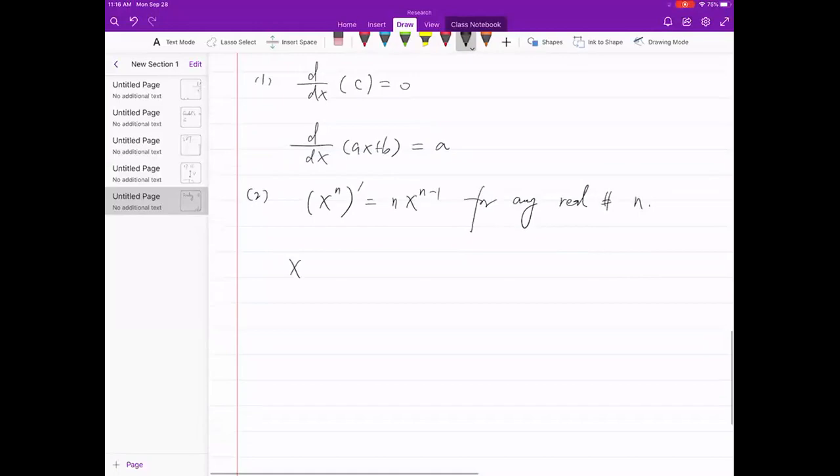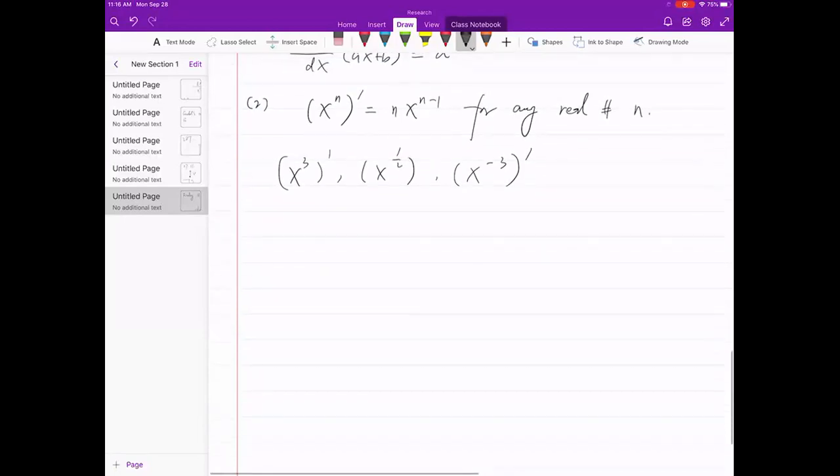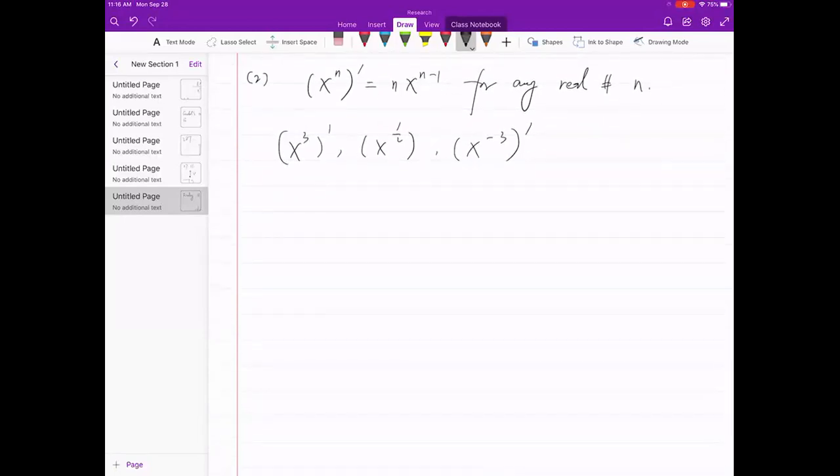Real number, which helps us to handle x to the cube, x to the 1/2, x to the -3. Anything that looks like a power, we can do it. I point these two out because usually we don't think of them as powers, but really next time you see a root, it's a power. You see 1 over x to the cube, that's a power. That's a negative power.